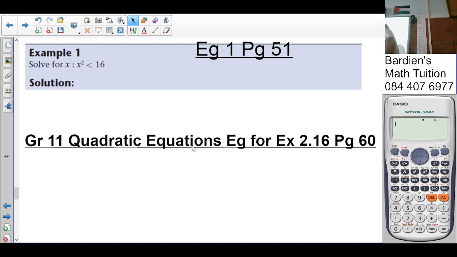Alright. So now we look at quadratic inequalities. What we dealt with before was all linear inequalities. So what does linear mean? The highest power on x in that equation or expression is 1. And if it's quadratic, the highest exponent of x is 2. So we're looking at example 1 on page 51.